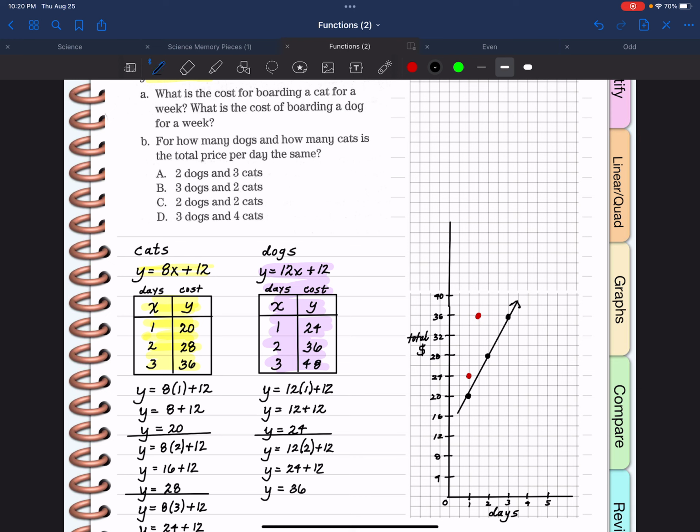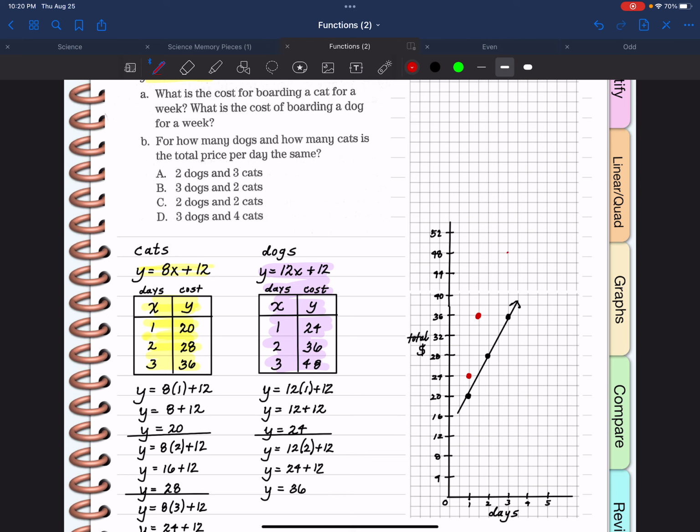And so this would be 44. And this would be 48. And this would be 52 if we needed it. And now I can see what I'm doing. So the third day for the dogs is 48.